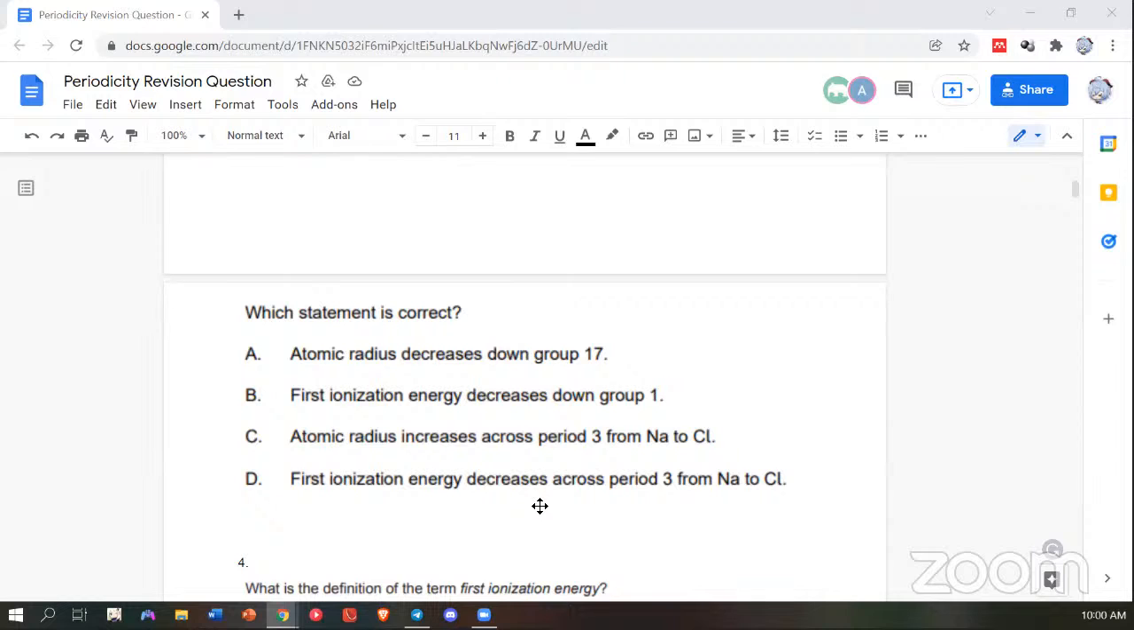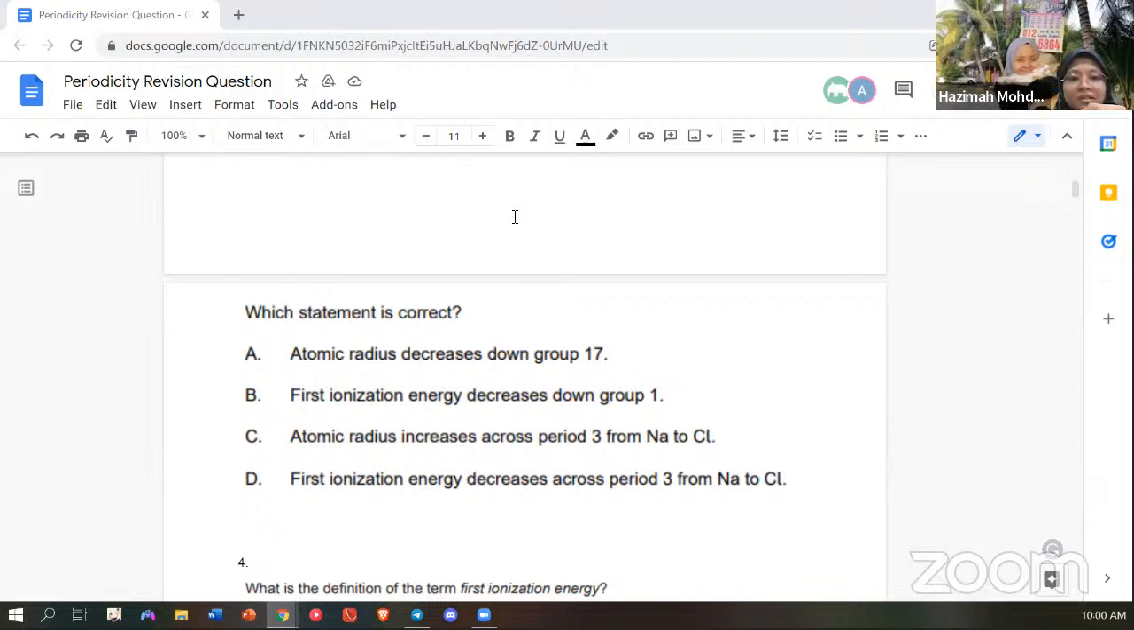First ionization energy decreases. Okay, kita kena check balik. First ionization energy tadi maksud dia shielding dia kan. So the nuclear charge tu dia akan increase kan tadi. Meaning the shielding effect is actually increasing. So first ionization dia sebenarnya increase, bukan decrease. Ya? Yeah? Shielding effect tu constant, dia tak increase.